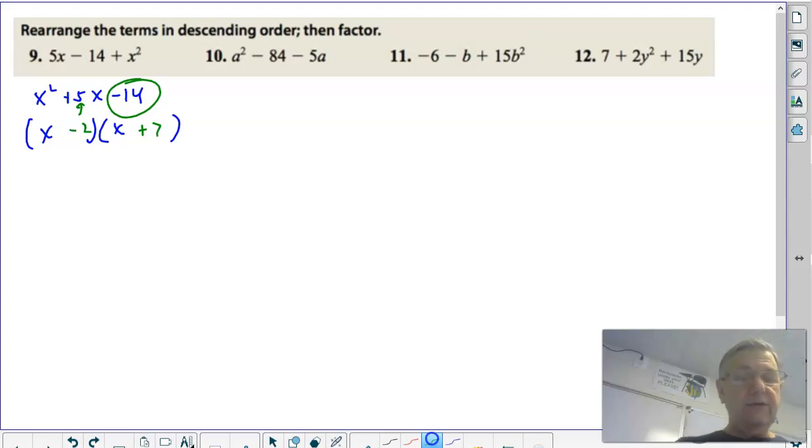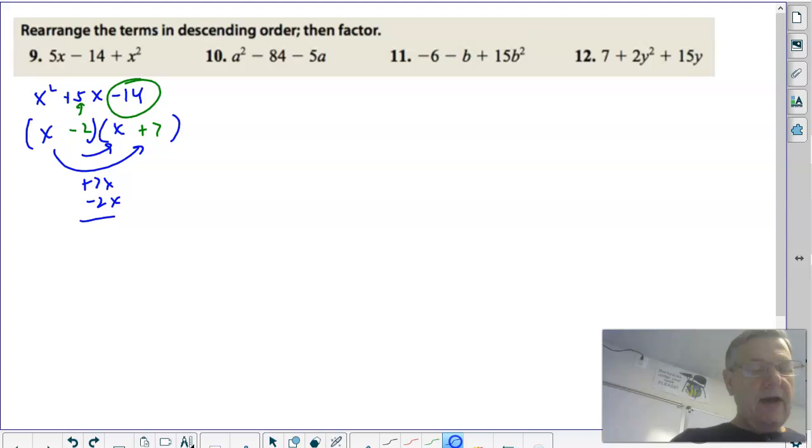Now again, the negative 2 times 7 is a negative 14. Watch my check. Positive 7x, negative 2x. Sure enough, that 5x in the middle, and there's my answer. Next one. All right, it's got to go the negative 5a next, then the 84.